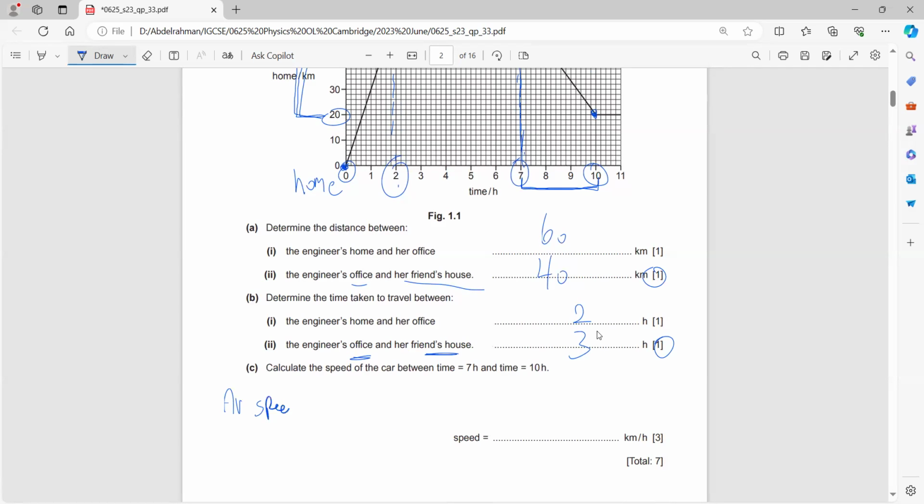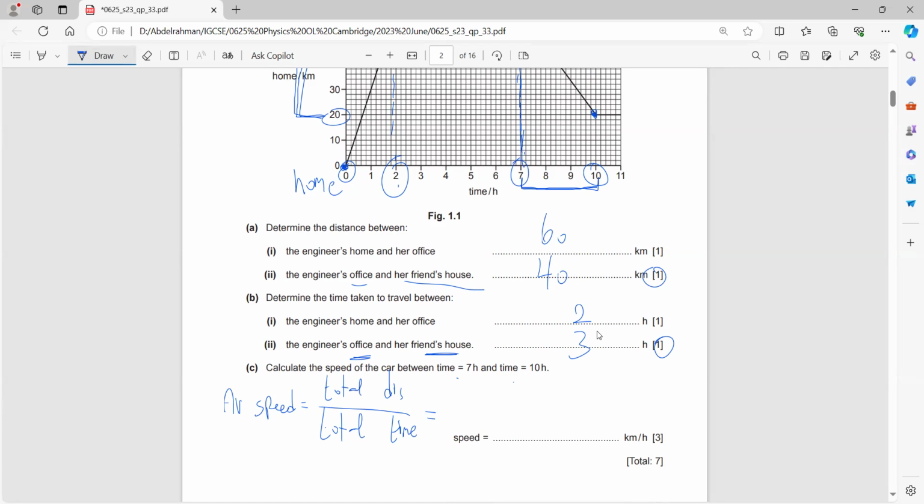Average speed equals... we can't use that rule on the graph. It's okay, we already found the distance. I'm saying distance over time, total distance over total time. What's the total distance in this case from 7 to 10?